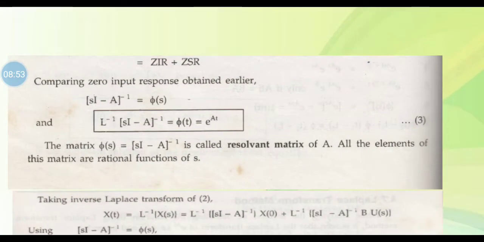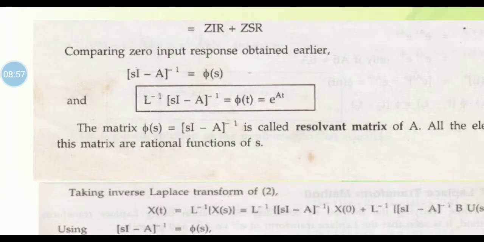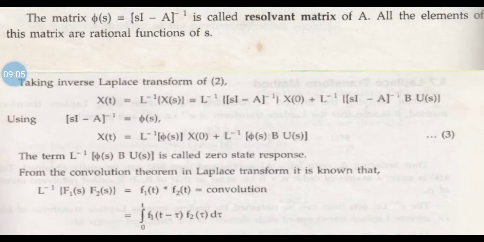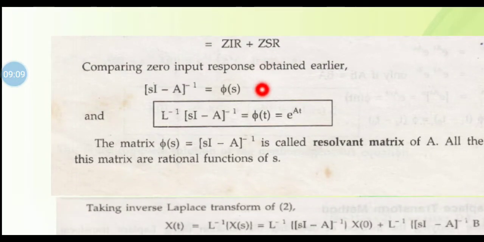So, whatever is ZIR plus ZSR in the above equation, when we compare with the zero input response obtained earlier, then (sI minus A) inverse will become equal to phi of s. Then taking the inverse Laplace, Laplace inverse of (sI minus A) inverse is equal to phi of t, which is equal to e raised to At.